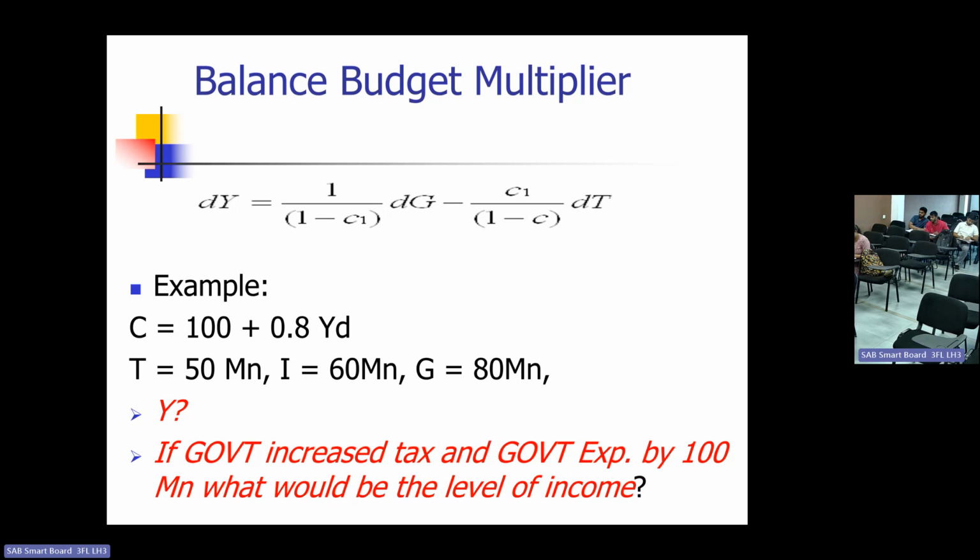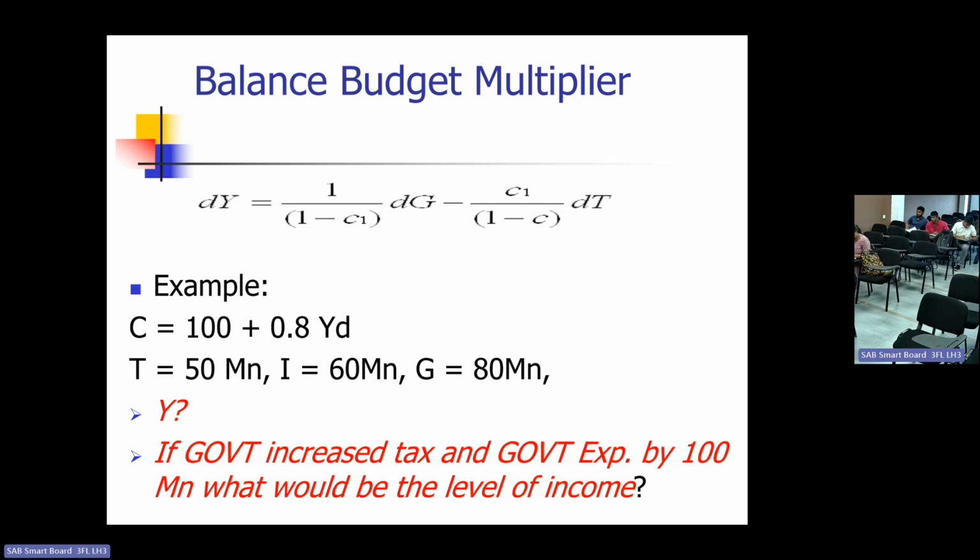Now here, how much is the change in income? Here income increased by 500, and here income decreased by 400. What is the net change in income? Income increased by 100, right? Due to the government expenditure, we raised government expenditure by 100 million, and income changed by 500. Due to the tax increase, income decreased by 400. The net effect is 100, right?